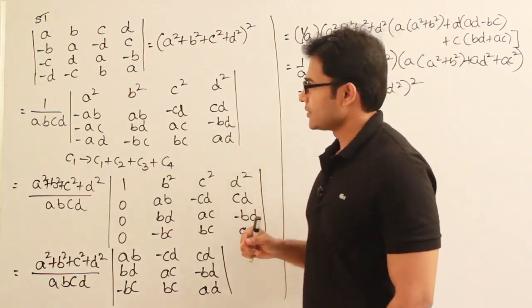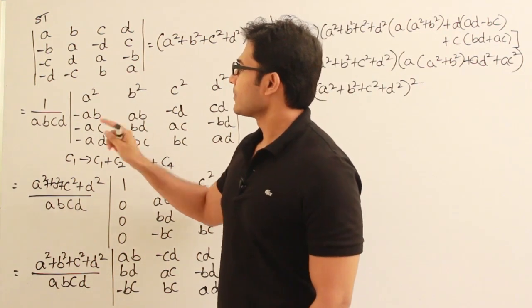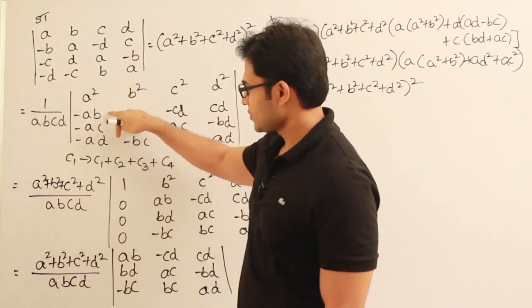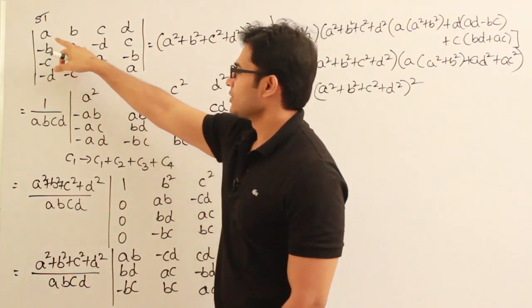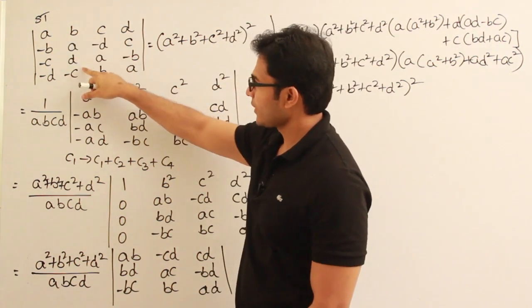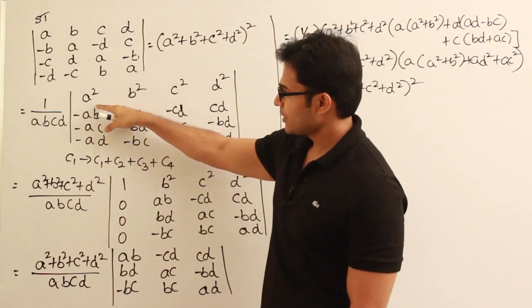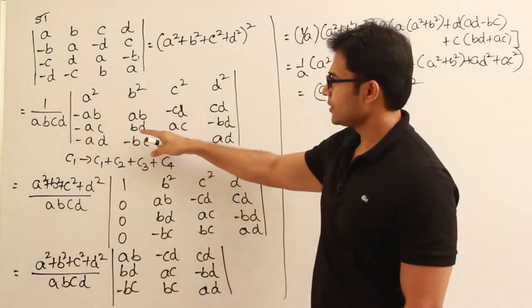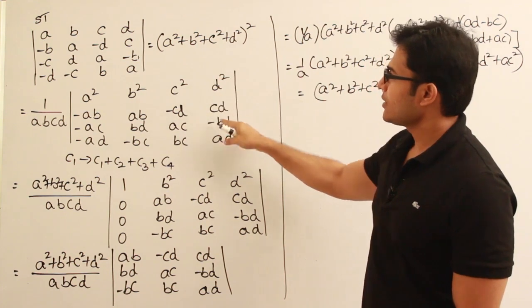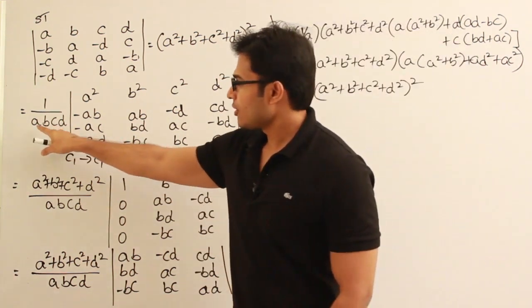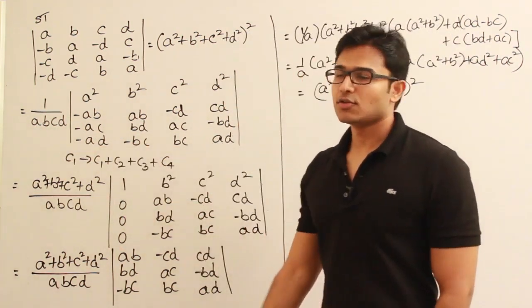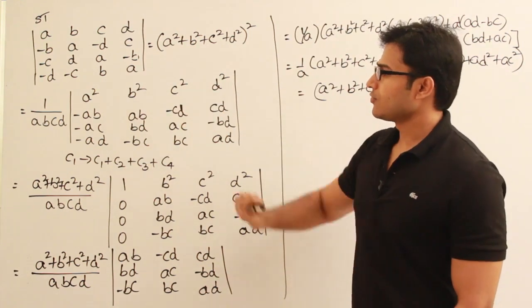For that reason I am multiplying each column here: the first column with A, the second column with B, the third column with C, the fourth column with D. This entire column is multiplied with A, this one with B, C and D, and then they are also divided by A, B, C, D. Once you do that, we get this form.